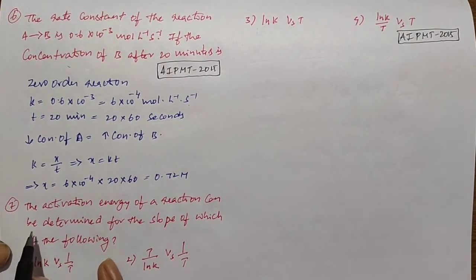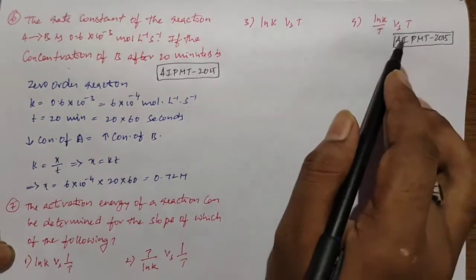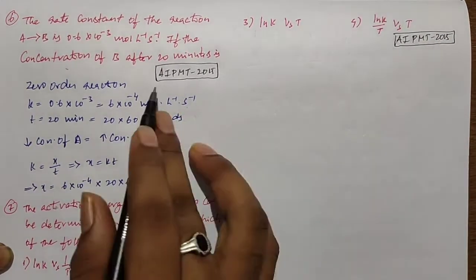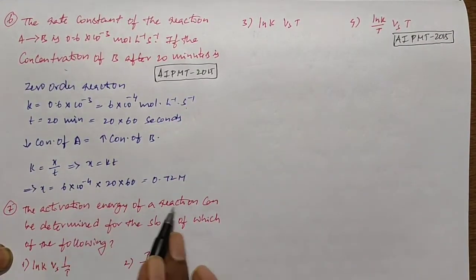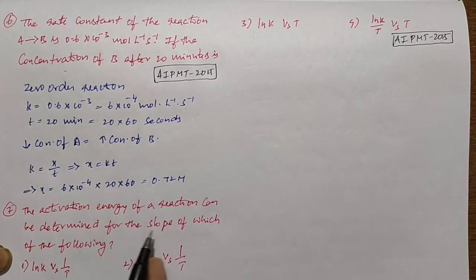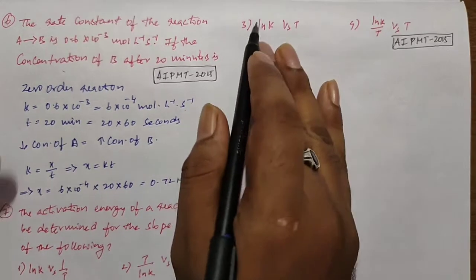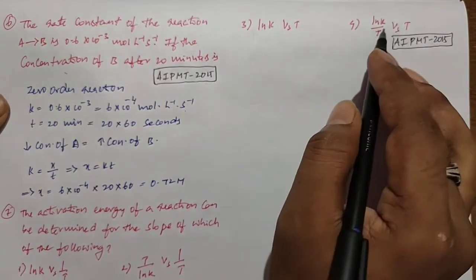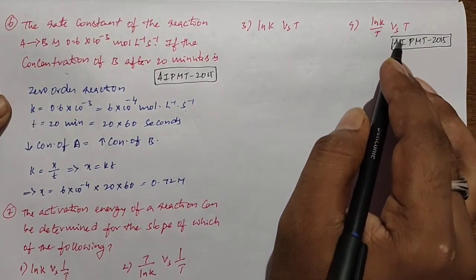Okay students, this is the next problem. This problem was given in the All India Pre-Medical Test 2015, the same paper. The activation energy of a reaction can be determined from the slope of which of the following? The first option is ln k versus 1 by T. Second option, T by ln k versus 1 by T. Third option, ln k versus T. And fourth option, ln k by T versus T.